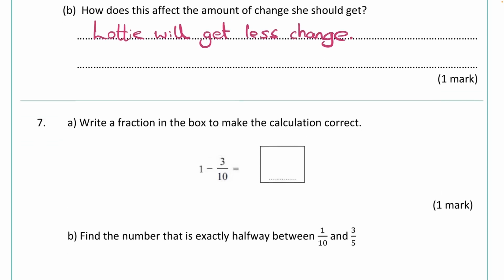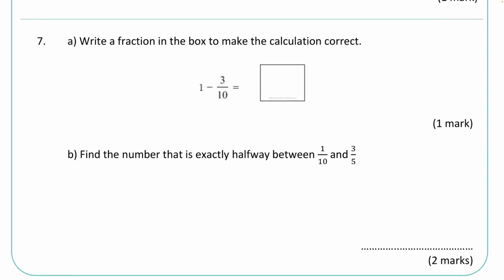Okay, question 7. Write a fraction in the box to make the calculation correct. Now, you can just type this in on your calculator, but of course, looking at that, we should hopefully be aware that the whole number 1 should be 10 tenths. So we have 10 tenths, take away 3 tenths, which leaves us with 7 tenths. Those two numerators there, in order to add up to 1, need to both add up to 10, as 10 is the denominator of the fraction. However, you can just type that into your calculator, and it would have just given you 7 tenths there.